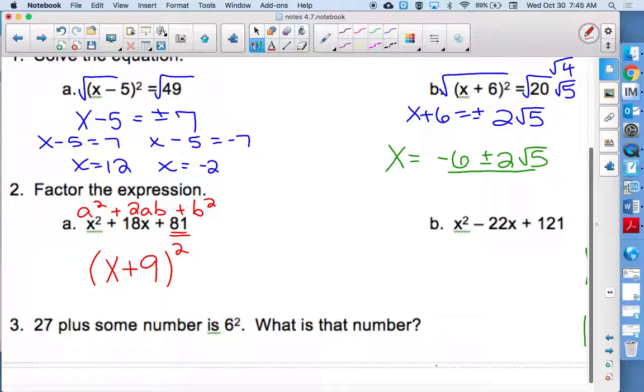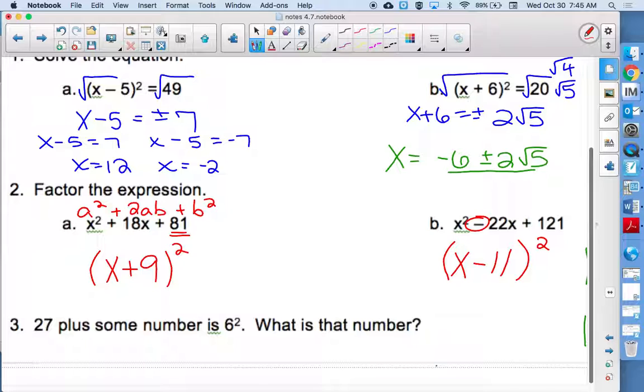Dimitri, what's letter B become? X minus 11 squared. Right, x minus 11 squared. Why'd you put a minus sign in this one? Because it's a negative 22. Perfect. So it's a negative 22 inside. I get that negative 22 by multiplying or foiling out the negative 11. So both of those are trinomial perfect squares. The first one is a plus, the second one is a minus.